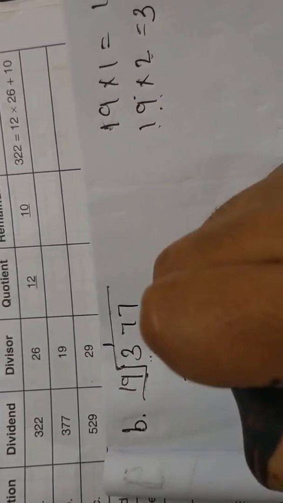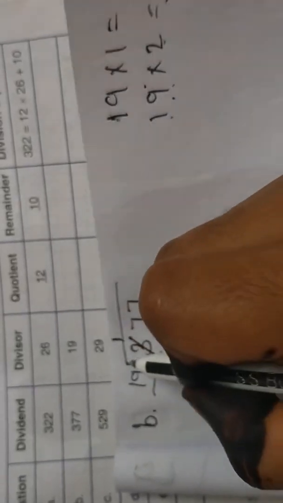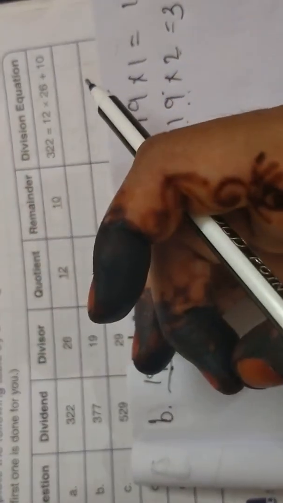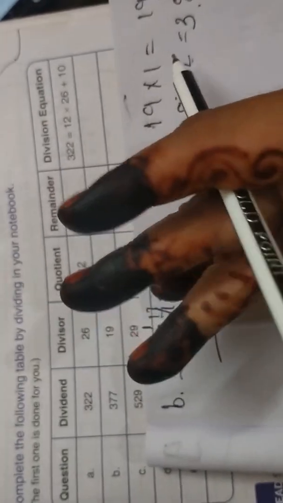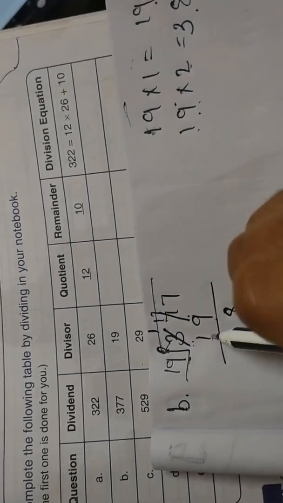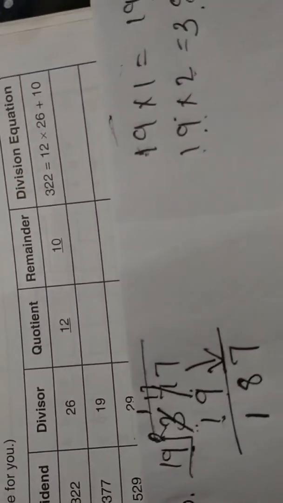Now 7 minus 9 is not possible, so we have to cut here 3, write here 2, cut here 7, here we have to write 17. 17 minus 9. 17 on your finger: 1, 2, 3, 4, 5, 6, 7, 8, 9, 10, 11, 12, 13, 14, 15, 16, 17. We have to cut 9. So the remaining number is 8. So here we have to write 8. 2 minus 1, 1. Now we have to bring down here 7.